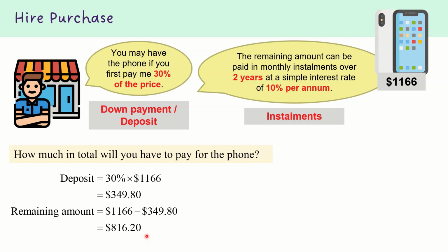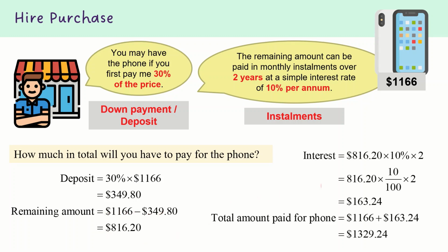$816.20. Of course, you could skip the deposit step if you realize that the remaining amount is none other than 70% of the 1,166. You will still get $816.20. Then we find the interest amount, which is the remaining amount, the so-called principal, times the interest rate of 10%, and then times 2 years because it is to be paid over 2 years, and then we will get $163.24. This is the interest amount.